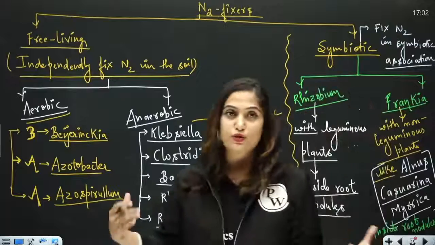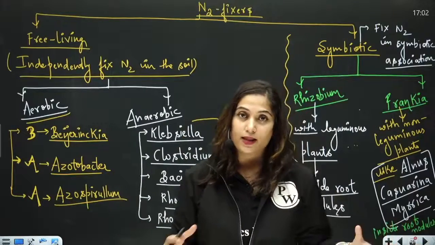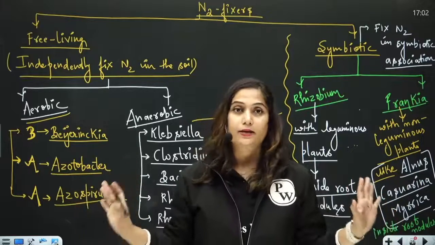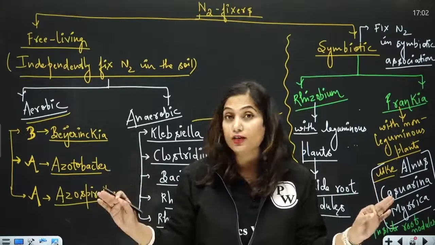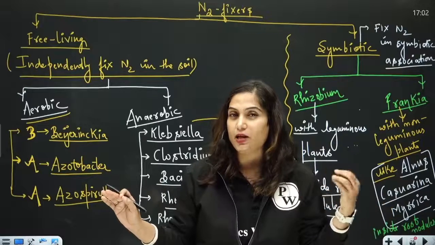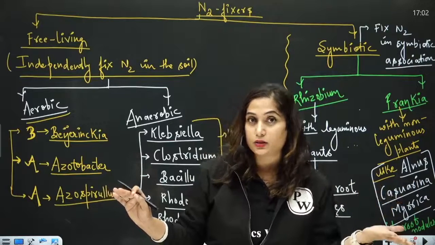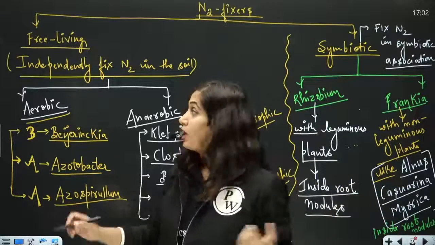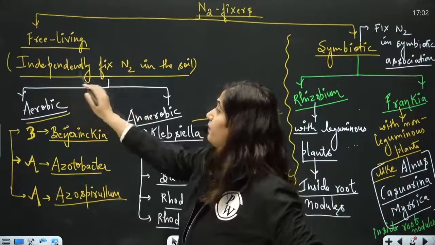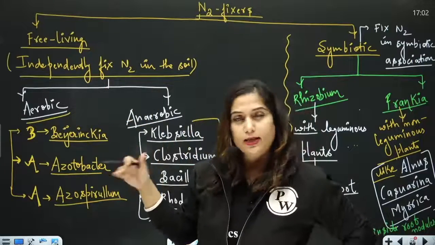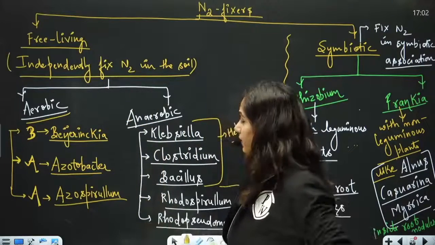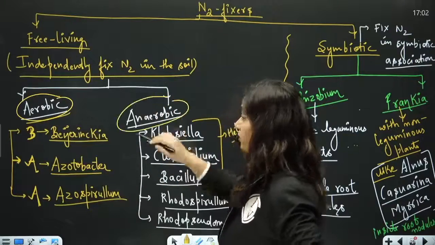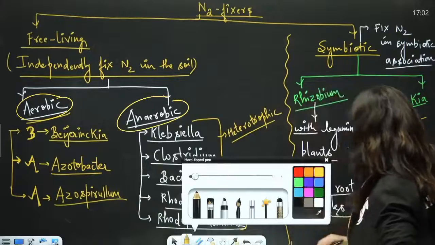Now this table is very important. Some of the nitrogen fixers are free living in nature. That means when they are present in the soil, they alone can do this work. But some of the nitrogen fixers need the help of some other plant to do this, so they are symbiotic nitrogen fixers. Free living fixers independently fix nitrogen in the soil, and they can be aerobic or anaerobic in nature. This question comes directly, pretty important.